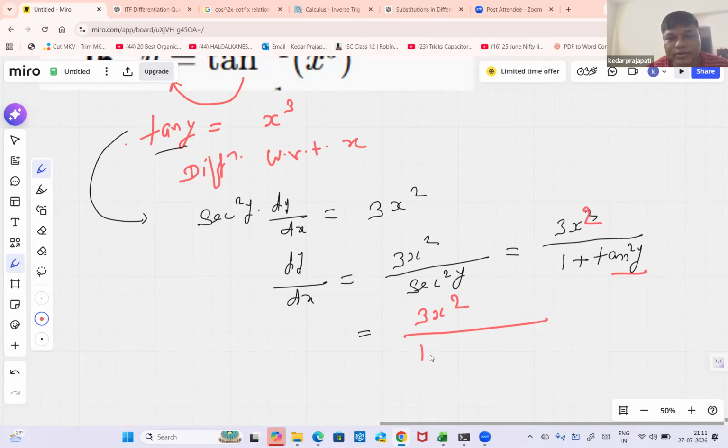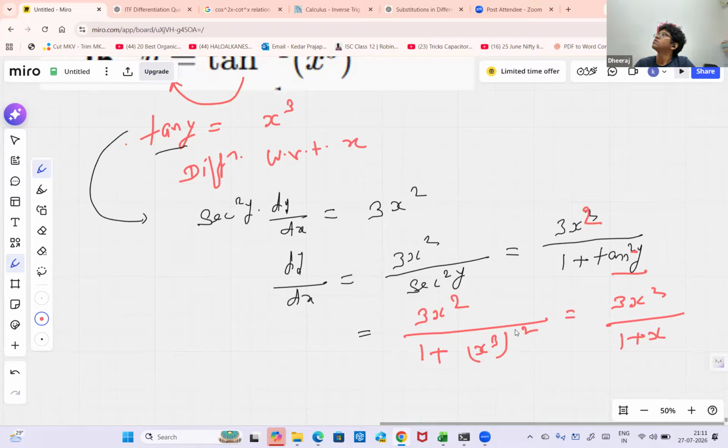Divided by 1 plus tan y. Tan y is x cube. But there is a square here, so this will be this. So this is 3x square divided by 1 plus, how much will it come? x3 into x3 will be how much? x9 or x6? 6. It is 6. Okay. So if you go with this flow, you will be able to solve everything.